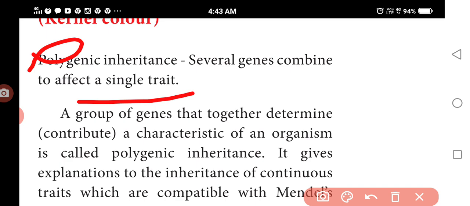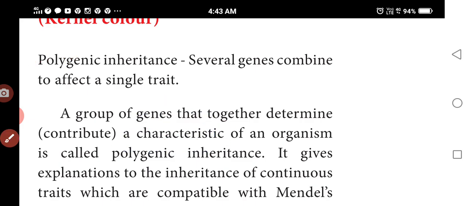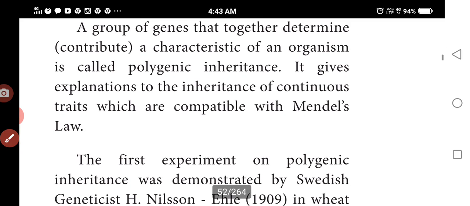Single trait means only one character. So a group of genes combine together to form an organism. That is called polygenic inheritance. A group of genes combine to determine a single character. It gives the explanation of inheritance of continuous traits.